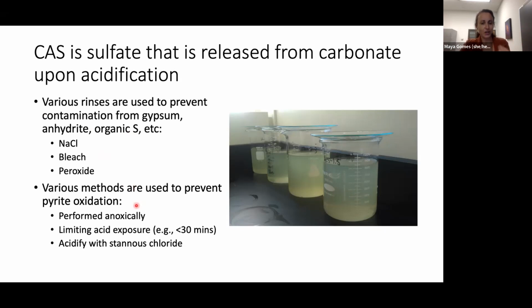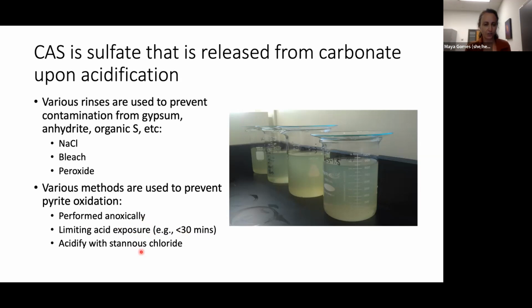But that's not all we have to do. We also need to think about preventing pyrite oxidation, because when we add acid, you could dissolve some pyrite, and that could contaminate your signal. Now, the good news is pyrite oxidation with acid is relatively slow, so we can do things like limiting acid exposure to minimize the effect. Or there are other things that people do, like performing it anoxically, under a stream of nitrogen, or acidifying with stannous chloride, which keeps iron reduced such that you don't have iron oxides that would oxidize your pyrite. When I was in grad school, it felt like every 2 years or so there'd be a new paper about CAS procedures, pitfalls, and best practices. So there are a lot of different papers that you can refer to.